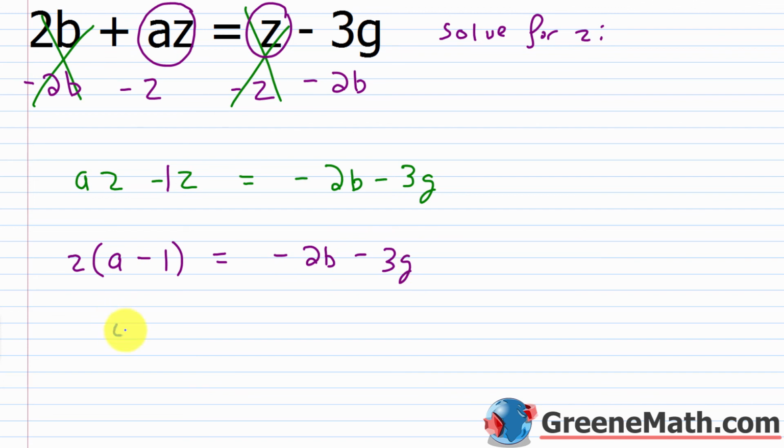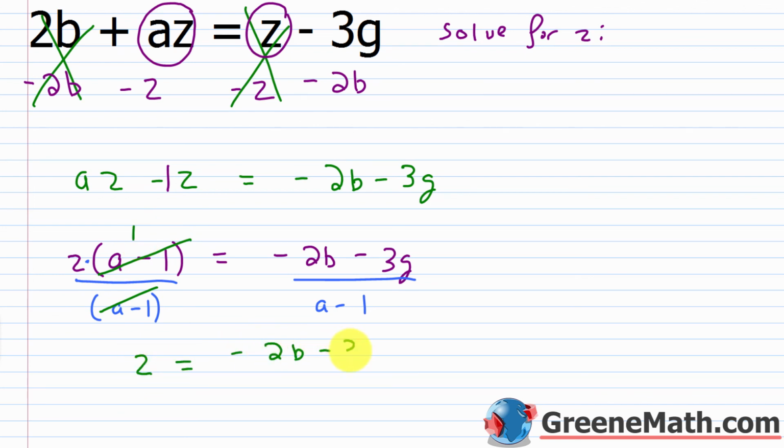You might say, well, how do I get z by itself? Well, just like if I had 4z is equal to something, I'd divide both sides by 4, I'm going to do the same thing here. I'm just going to divide both sides by this quantity, a minus 1. That is what's multiplying z, so that's what I'm going to do. So I'm going to divide over here by a minus 1, and this is going to cancel with this. The quantity a minus 1 over the quantity a minus 1 is 1. So I'm going to have z is equal to negative 2b minus 3g over a minus 1. Okay, and that's your answer for z.